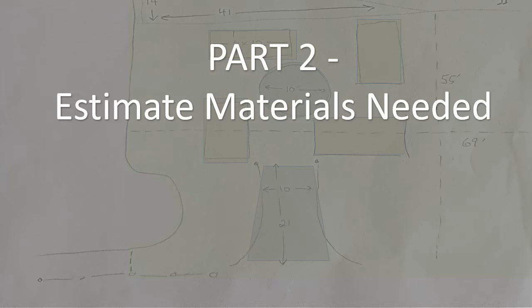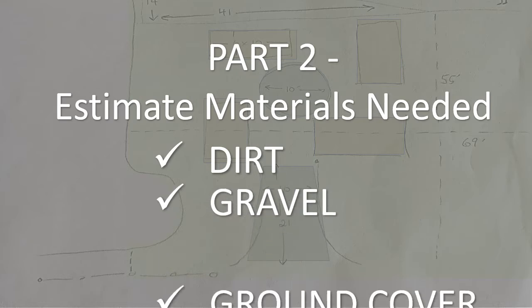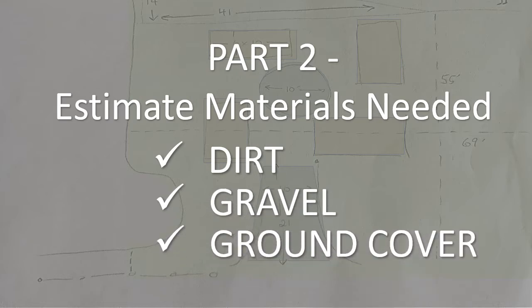When you call your bark and soil delivery company to order your dirt or landscape materials, they will ask you, how many cubic yards do you need? Since we have the 4 raised beds in our garden, we'll need dirt. We'll also need gravel for the circle and the entryway, and ground cover for the rest of the garden.